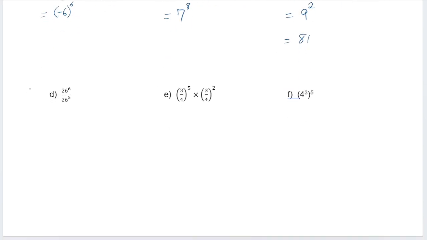D, quotient rule again. We do the subtraction, because this means 26 to the power of 6 divided by 26 to the power of 5, right? So we get 26 to the power of 1, or just 26.